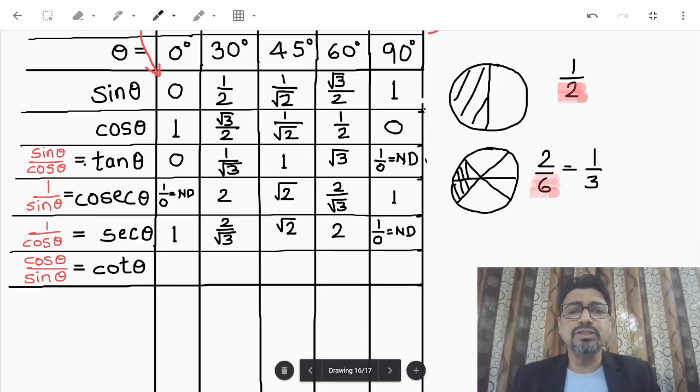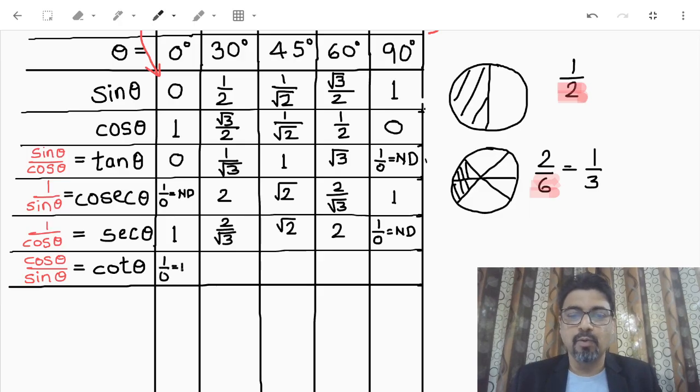Now, if tan was equal to sine upon cos, cot will be equal to its reciprocal, cos upon sine. So either you can take cos upon sine, that is divide the answers of cos with the answers of sine, or you can take reciprocals of the answers of tan directly. Let us start with taking reciprocals of the answers of tan. Tan 0 is 0, which is 0 upon 1. Reciprocal 1 upon 0. Cot 0 will be 1 upon 0, or what we write? Not defined. Correct.